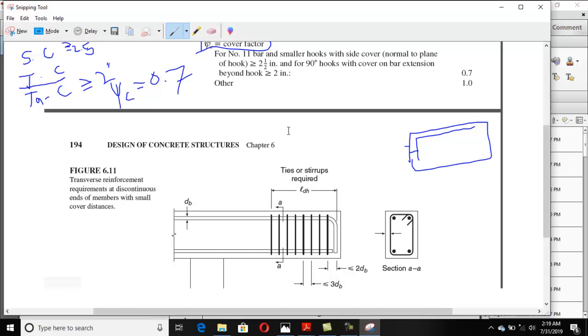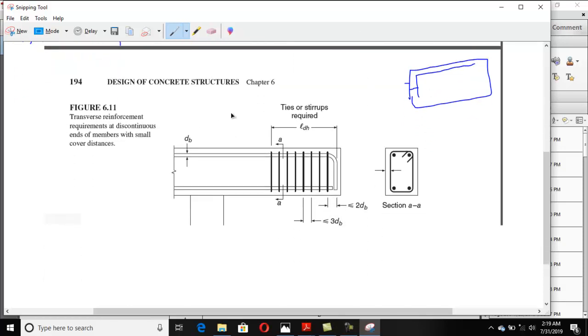Your top cover can be anywhere. It may be any value, greater than 2.5 or less than 2.5, but these two covers must be greater than 2.5. Then you have to select 0.7. But if both of these cover criteria are not fulfilled, if one of them becomes less than 2.5, then you have to select one. You will see this in an example. This is clear.